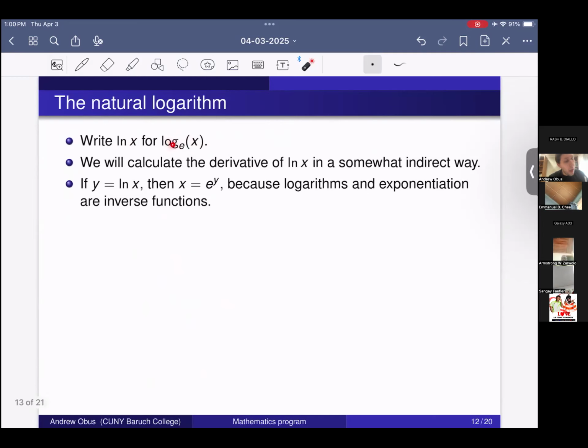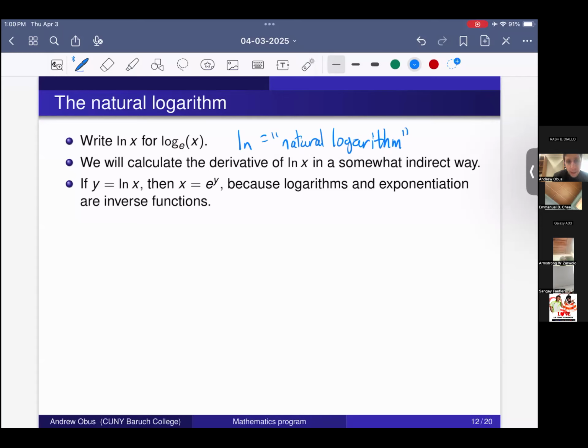So this logarithm is important enough that it gets its own name. It's called ln of x. ln is equal to what's called the natural logarithm. And so you can ask, can we calculate the derivative of ln of x?